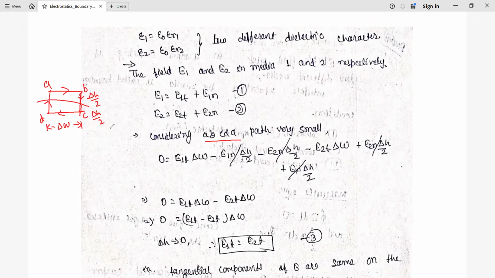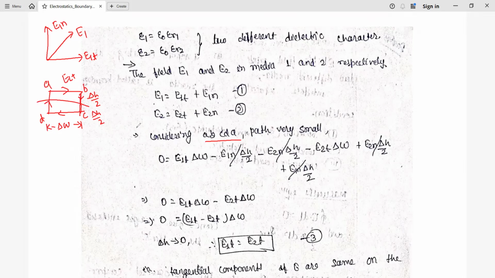So finally, for this A to B, what do we have? Tangential components. If you see, this is E1T, the tangential component, and in this situation we have the same direction in which we are moving. So this is E1T, this is our E1, and this is E1N.